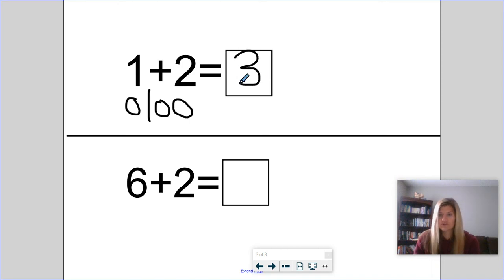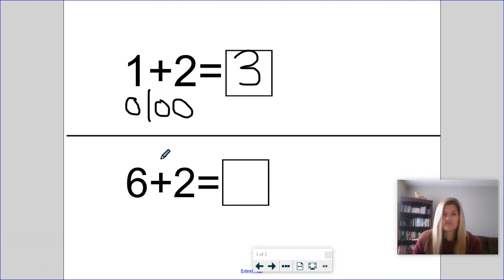Now, if you don't want to write circles and you want to use your fingers, you can. So you hold up your fingers. You have 1 finger, and then you need to add 2 more. Don't just go, oh, I have 2 fingers, because that's not right. You have to add 2 more fingers. So watch. 1 finger, and then I add 2 more. 1, 2. Now I have to count my fingers. 1, 2, 3. And I get the same number I got when I drew my circles, and the same number when I knew it in my head.